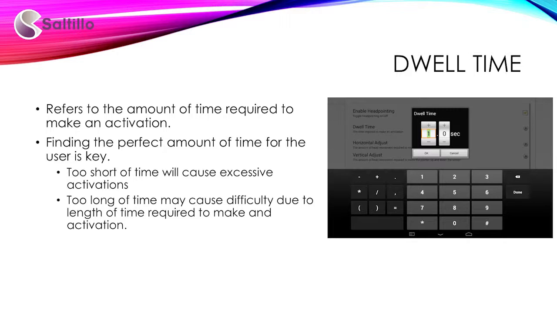If it is too short, it will be activating everything too quickly and often things you don't want to select. If it's too long, it will be tiring and also difficult for someone who has a tremor to rest on one spot. In addition, the longer the dwell time, the longer it will take to compose a message or accomplish a task.